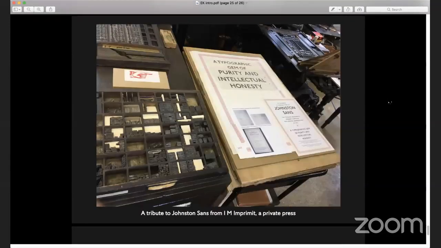Next slide, please. And this is my final slide to introduce Aichi, which is from IMI Imprint, a private press. Again, they're doing this beautiful handset typographic poster using Johnston Sans. And it's a typographic gem of purity and intellectual honesty, as they refer to Johnston Sans, because it was ultimately a very utilitarian, humane, functional typeface.